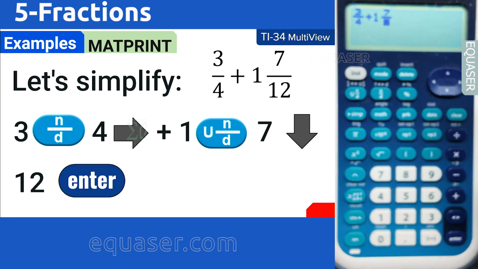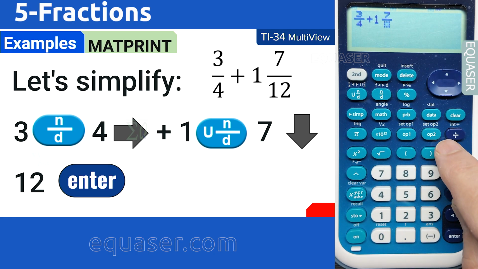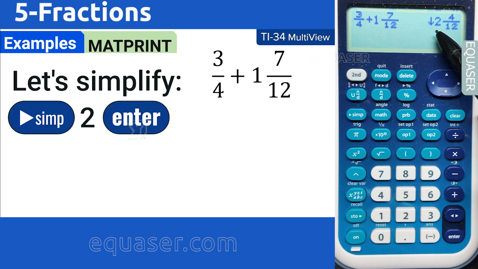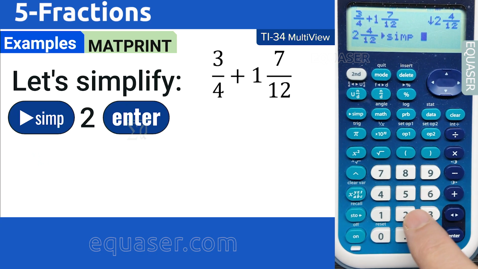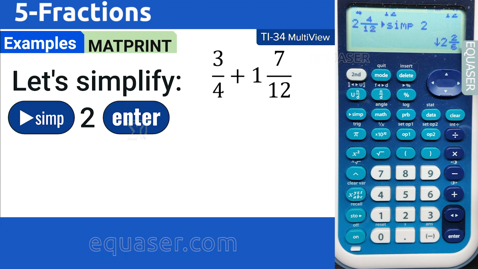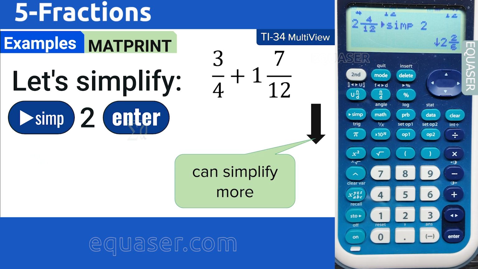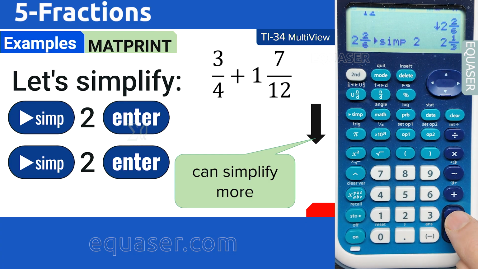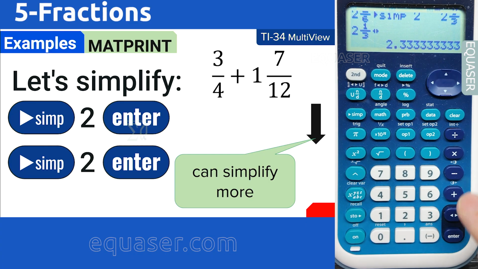Go to the right, it comes to the bottom, or press the bottom, 7/12, and enter. Now again it shows the arrow. Now simplify 2, enter. It has been simplified. It shows that we can do more, and simplify 2, and it has been simplified further. There is no arrow. That's the end of it. I can press toggle to toggle the result.